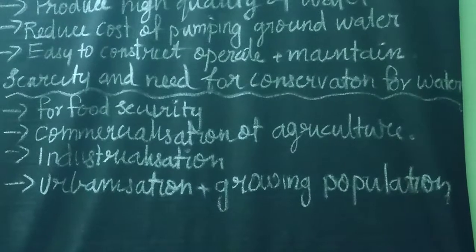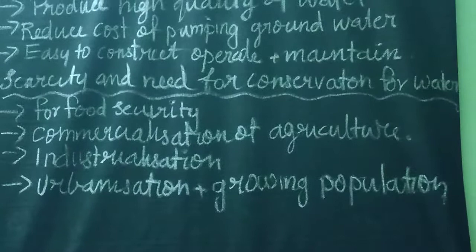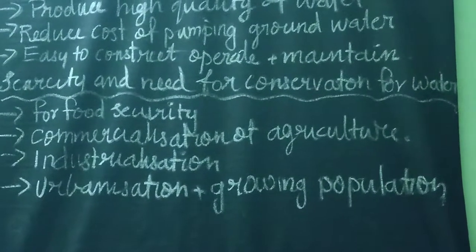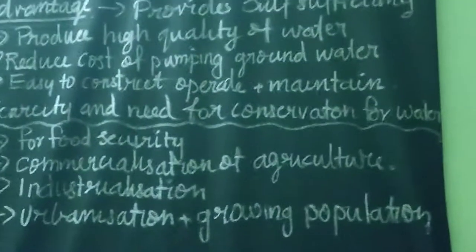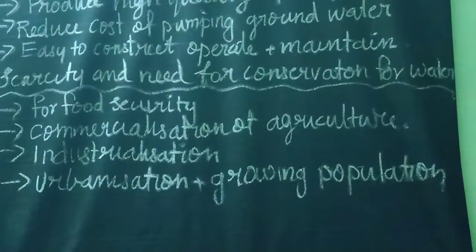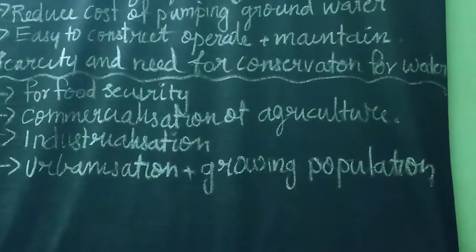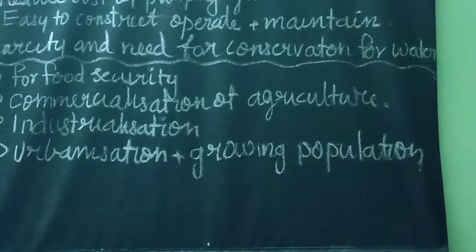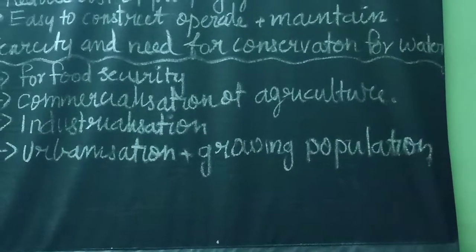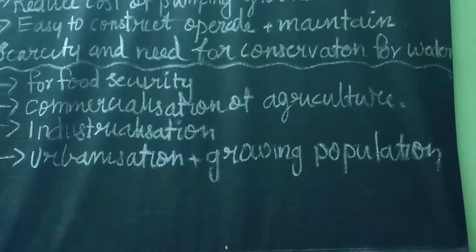Day by day population is increasing. High demand for food grain production, industrialization, urbanization, and overutilization are the major factors responsible for this water scarcity. So what are the various factors that led to water scarcity? First one, growing population, high demand for food grain production, industrialization, urbanization, overutilization are the main factors responsible for water scarcity. So conservation is very, very important.